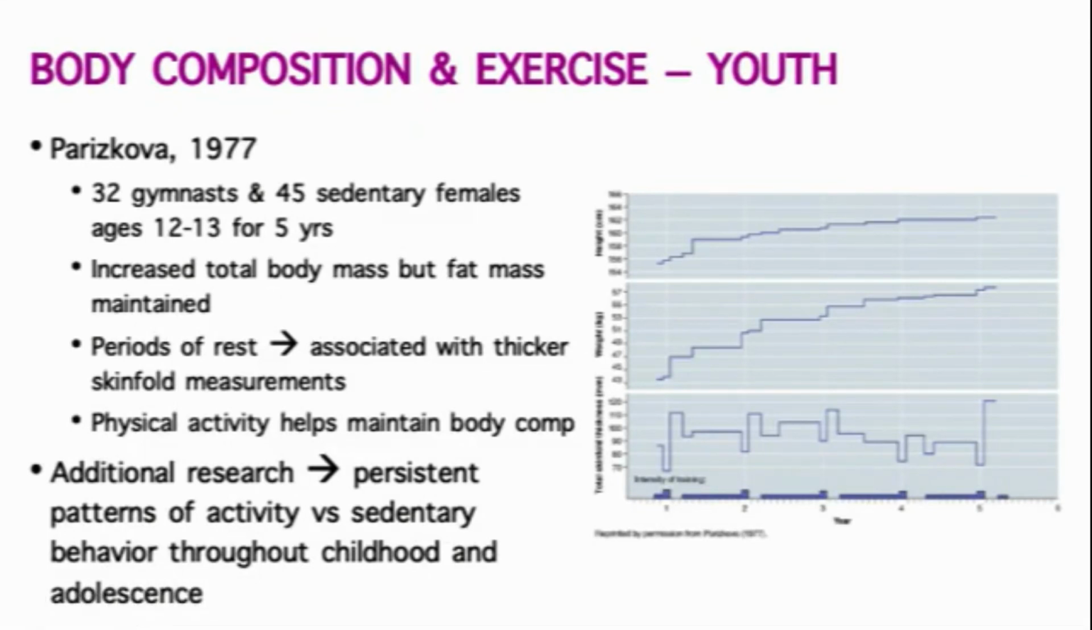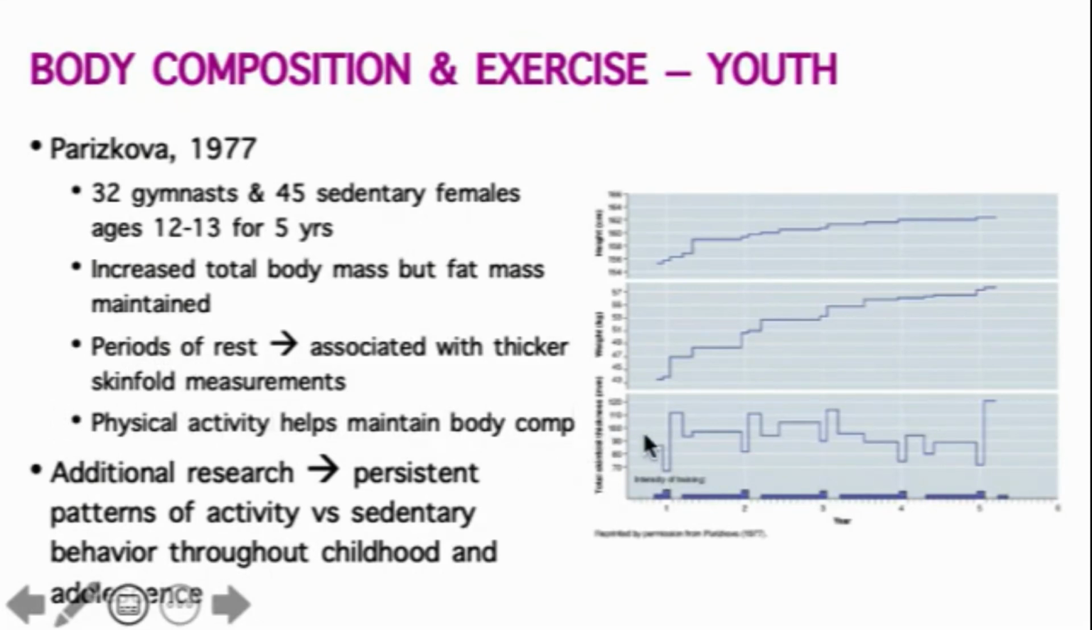So the increase in total body mass makes sense, right? Because again, we're in an adolescent period, and height and weight are presented on these 2 top graphs, and we can see that both of those are increasing, which we would expect, right? So total mass is going to change because overall physical size is changing. But what they found interesting is that the fat mass was maintained, and that periods of rest were associated with thicker skin fold measurements.